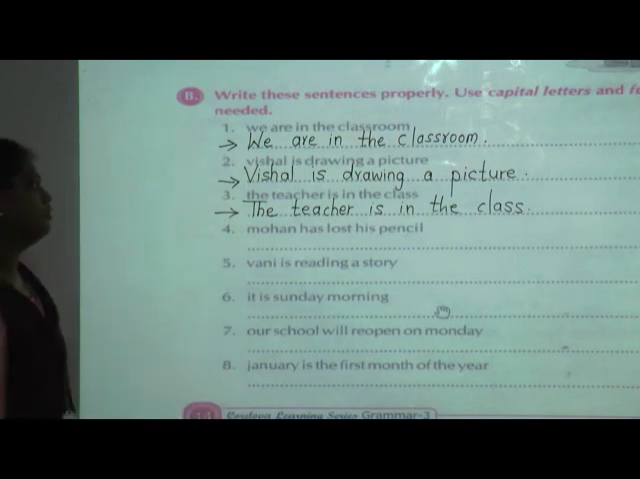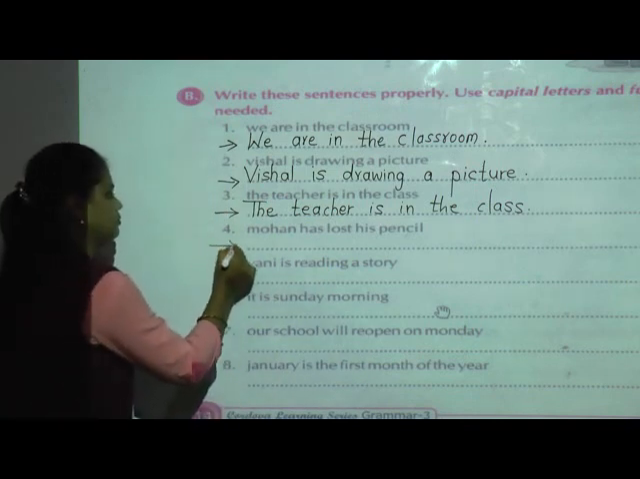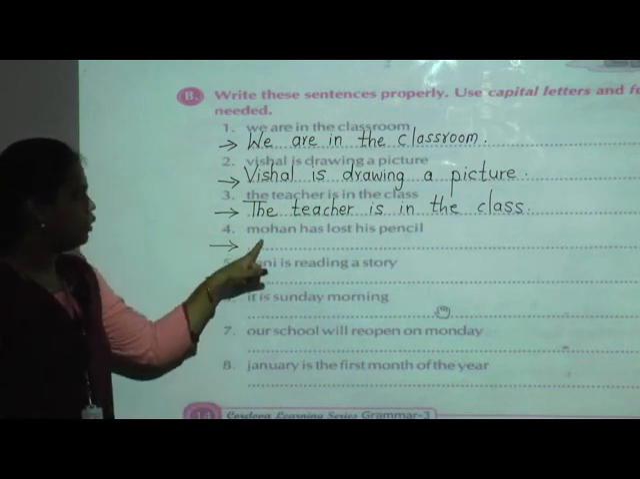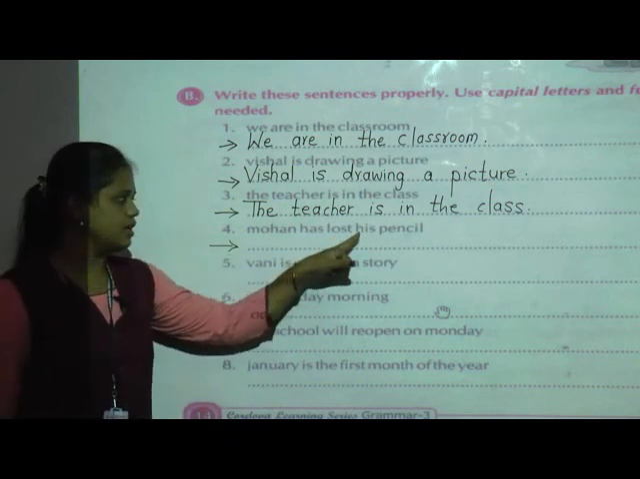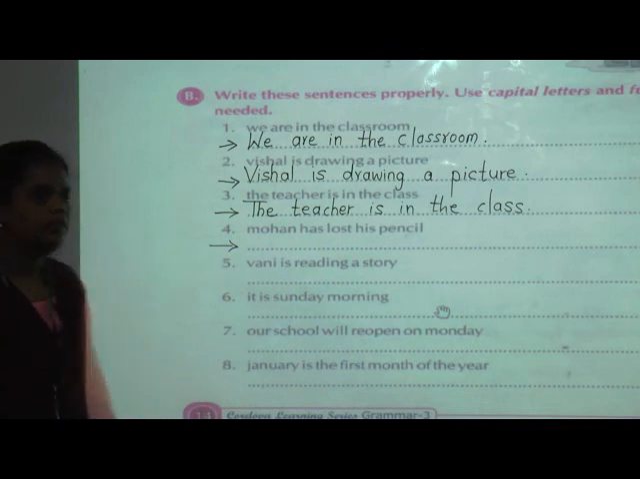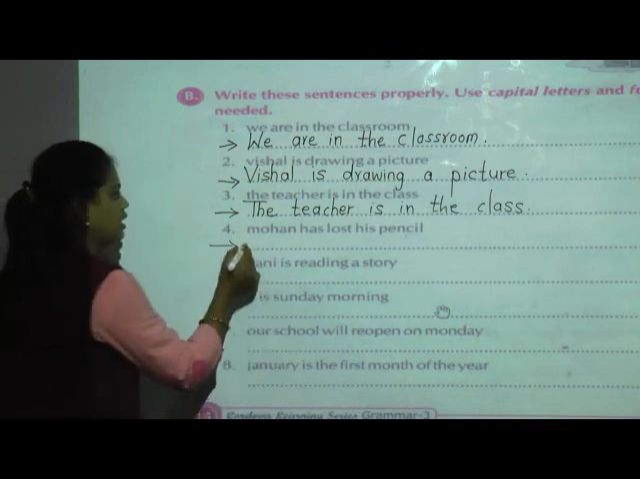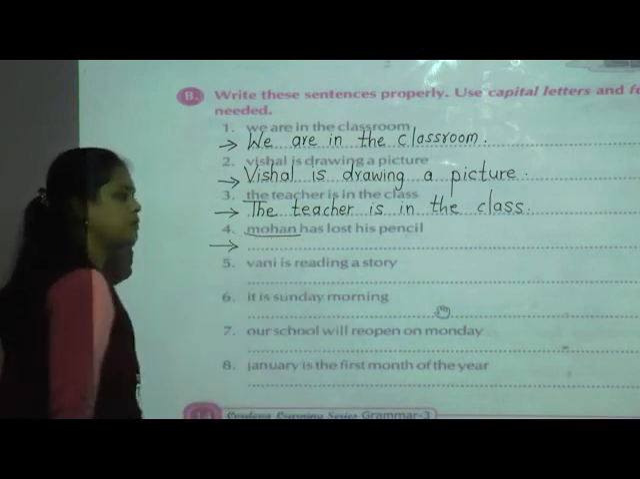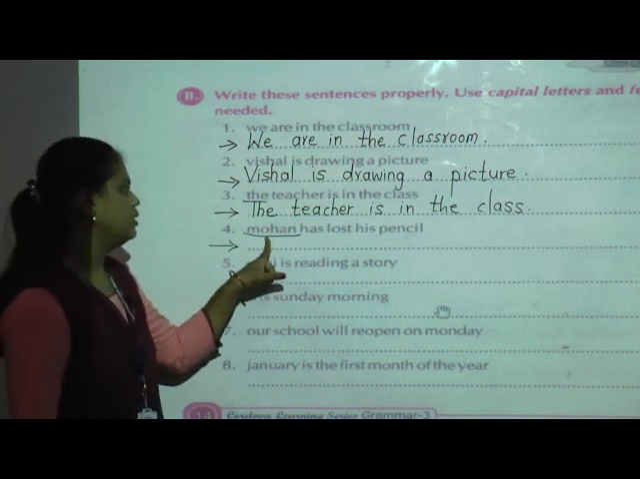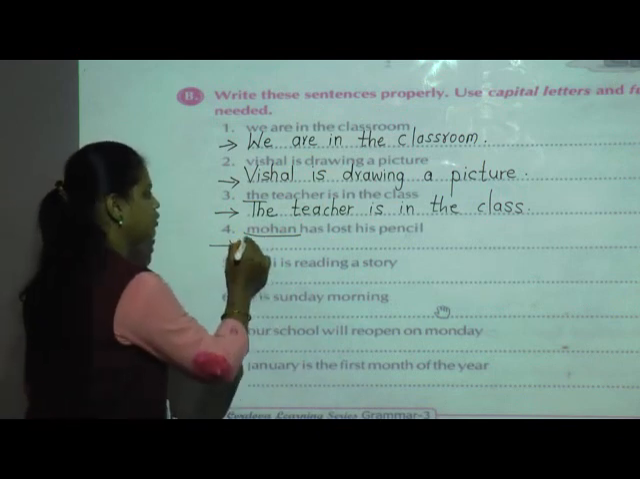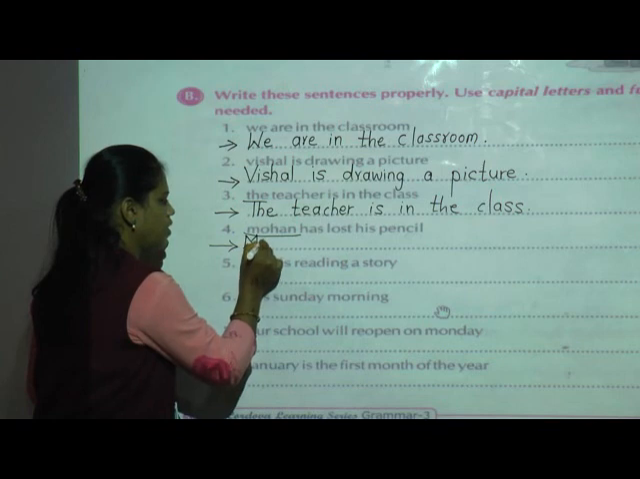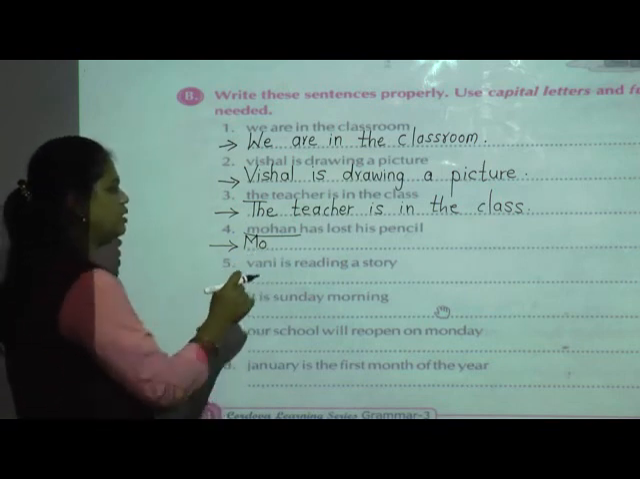Now fourth one, Mohan has lost his pencil. Now here again we can see it is the name of a person. Here it has come. So what do we have to do? M we have to write in capital.